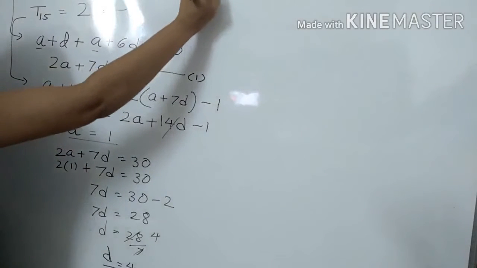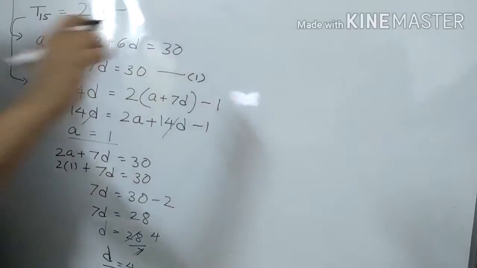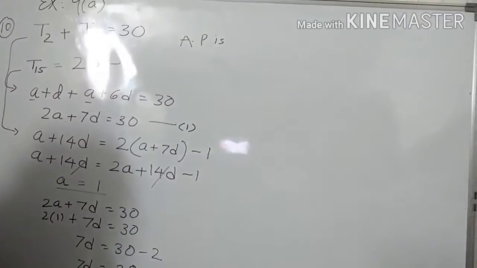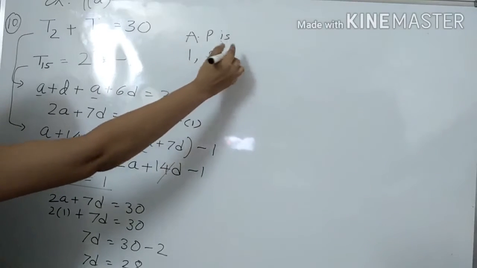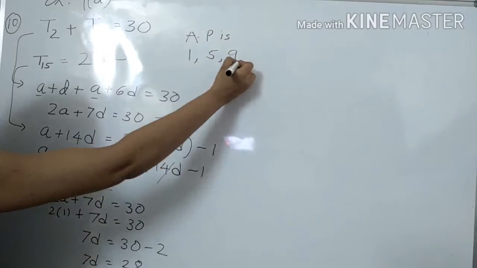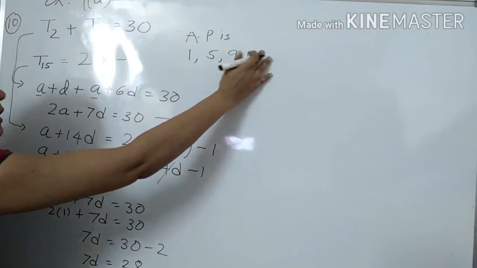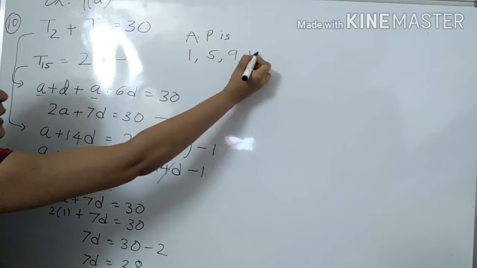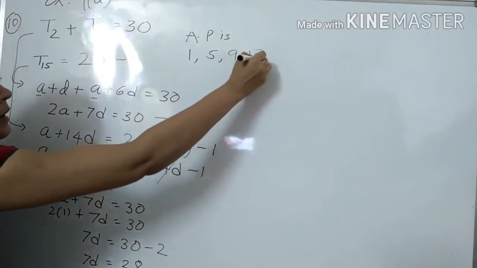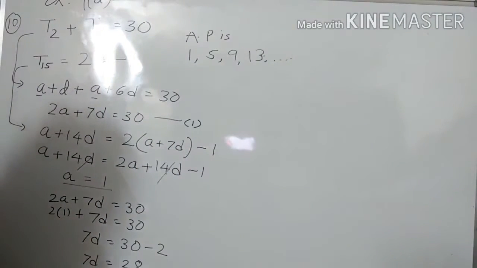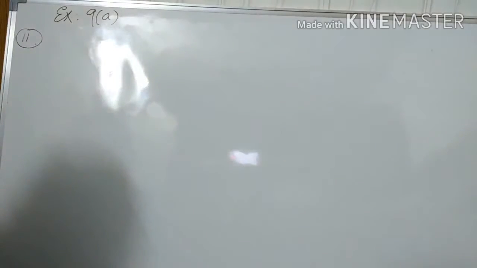So our AP, I am writing the answer here. AP is: first term is 1, adding 4 to it we get 5, adding 4 to it we get 9, adding 4 to it we get 13, and so on. So here we found our first answer: 1, 5, 9, 13 and so on. Now let us move on to the next question.